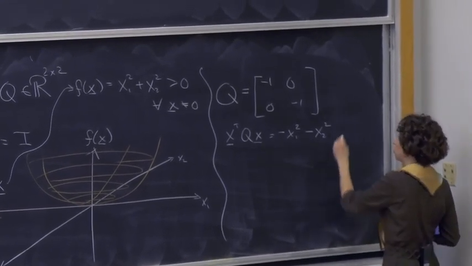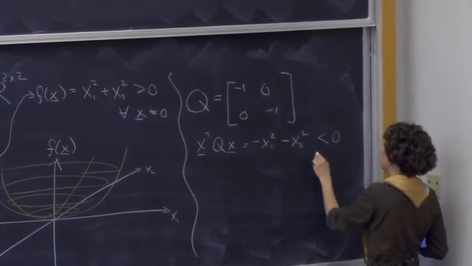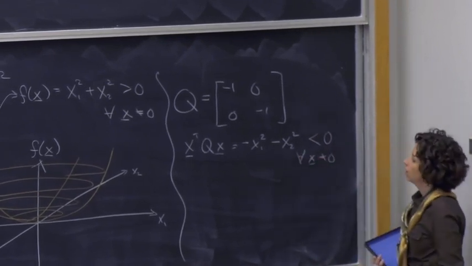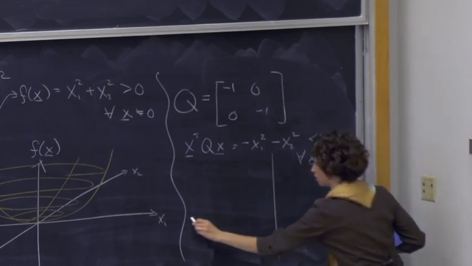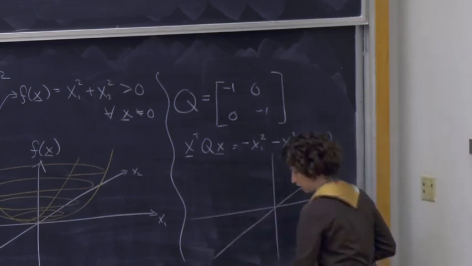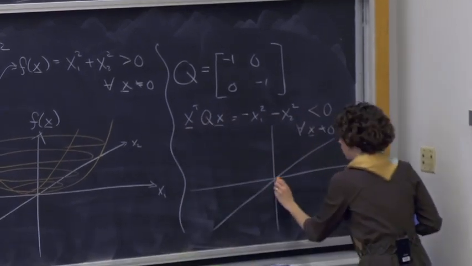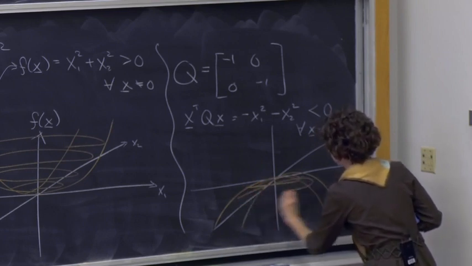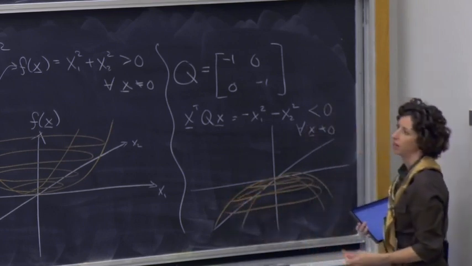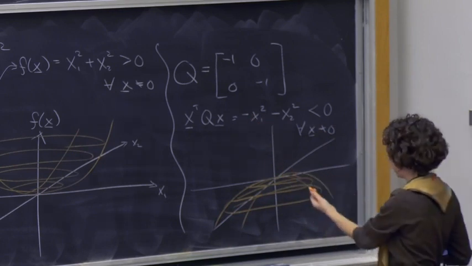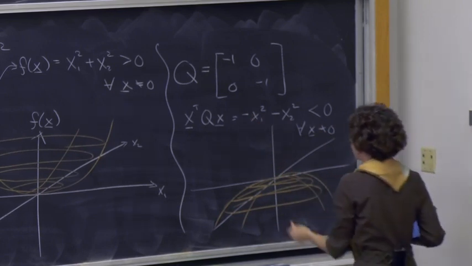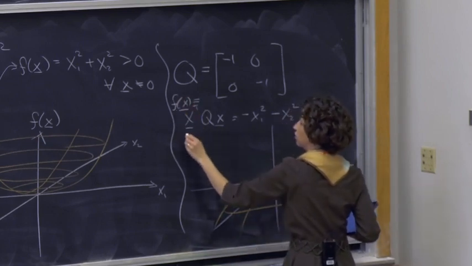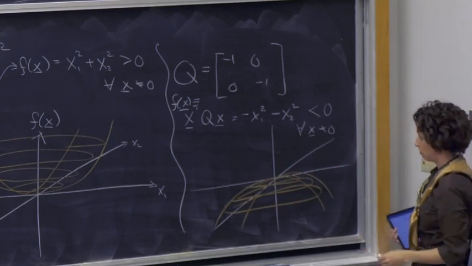No, right? This is always going to be, in fact, less than 0 for all x that are not equal to 0. And if we try to make a picture of this, just like we did before, then all of a sudden we kind of have this upside down bowl. And again, we've got a carryover of the intuition from the scalar case to this matrix case, where, I'm sorry, what I'm drawing here is f of x, which is equal to x transpose Qx, just like before.